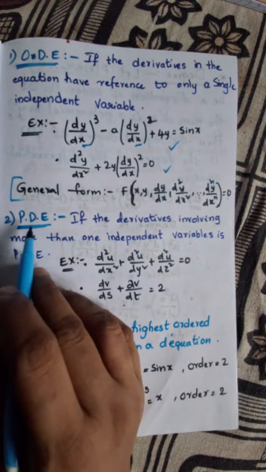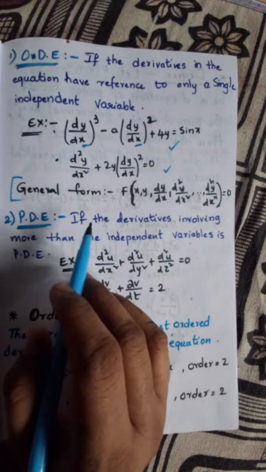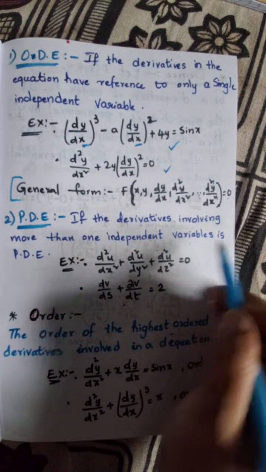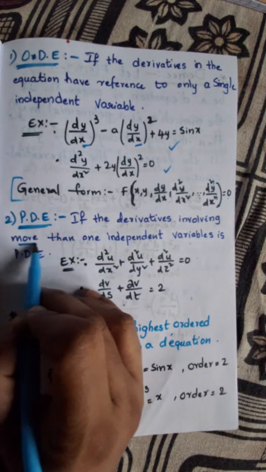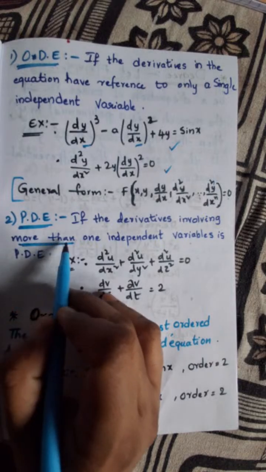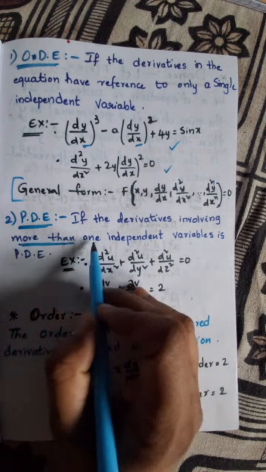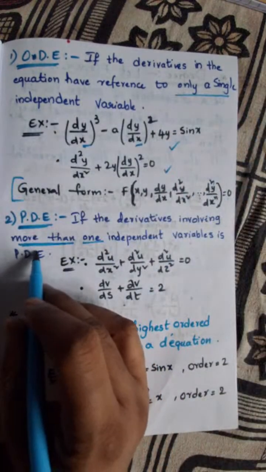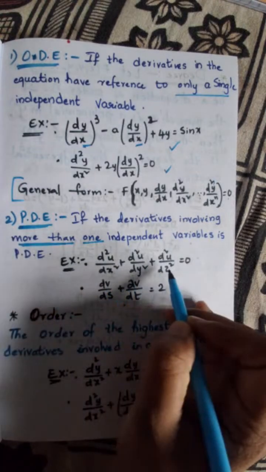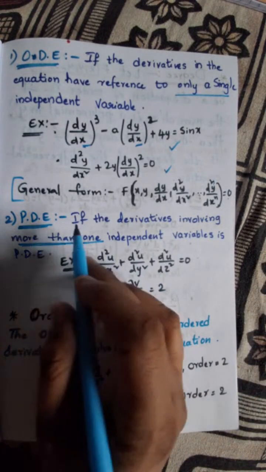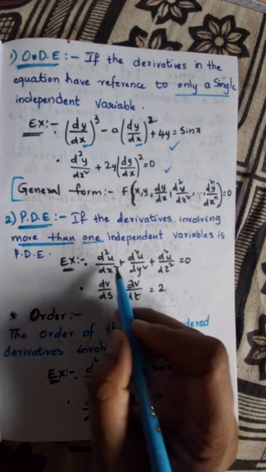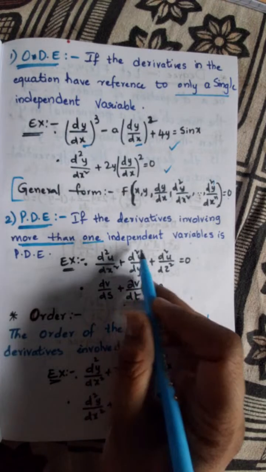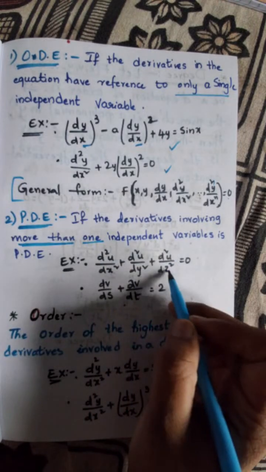Now PDE is the partial differential equation. If the derivatives involve more than one independent variable, it is a PDE. We have to observe that it says more than one. So when there is a single independent variable it is an ODE, and with more than one independent variable we call the equation a partial differential equation. Examples I have already written: d square u by dx square, d square u by dy square plus d square u by dz square.